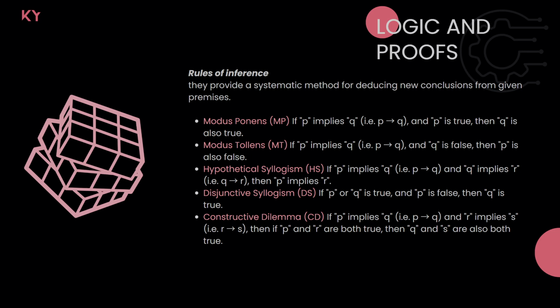What could be the example? Let's take P implies Q: if I get good grades, then I'll buy myself a treat. If I get good grades, then I'll be happy. That's a hypothetical syllogism. These are really simple, man.